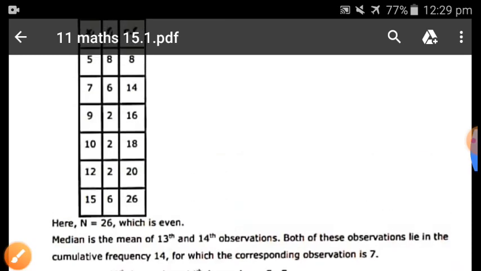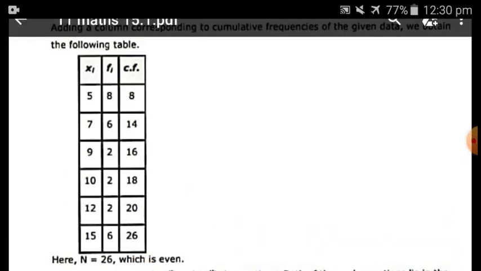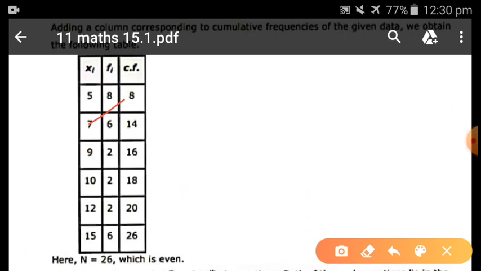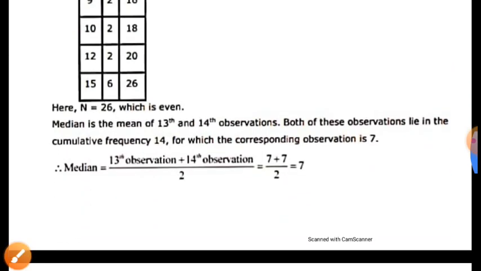Suppose you get the total number of observations as 27. Sometimes you may get the 14th and 15th observations as the middle values. So the 14th observation is 7, and the 15th observation is 9, because the next two observations are 9 only. So their average should be taken into consideration to find the median.